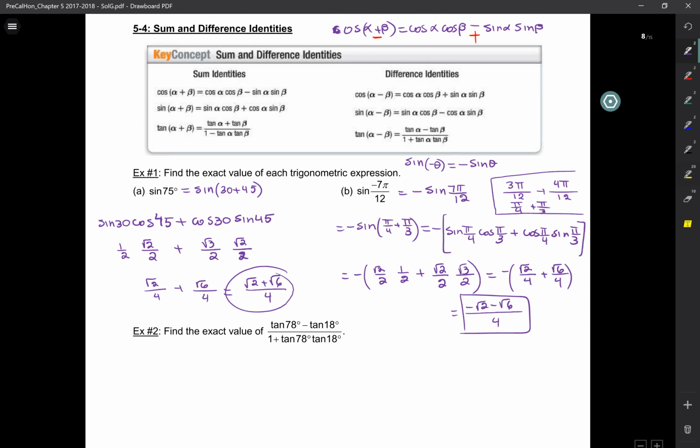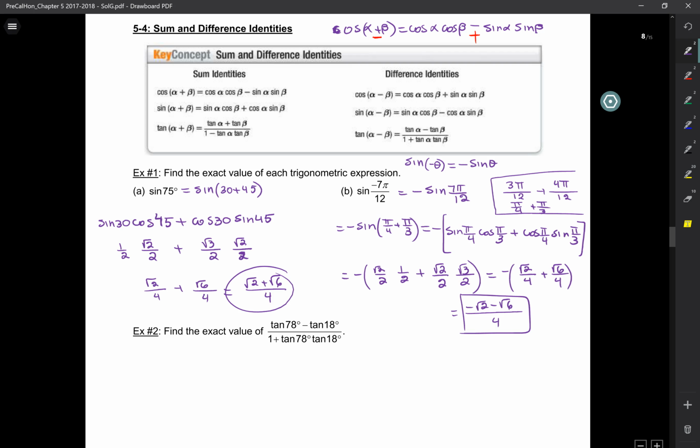Here, what we are given is the expanded form. All right, and we're going to go backwards. So we're given an expanded form, and we have to go backwards. So basically, when you see tangent something minus tangent something else, tangent of alpha minus tangent of beta, over 1 plus tangent alpha tangent beta, hey, where have we seen that before? Right there in that identity, right?